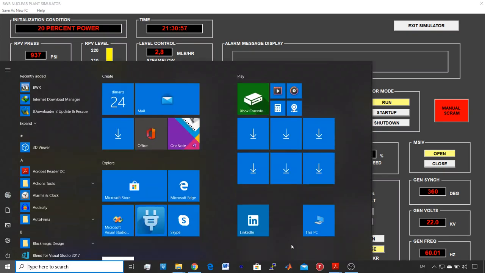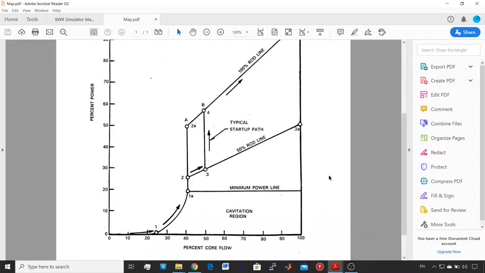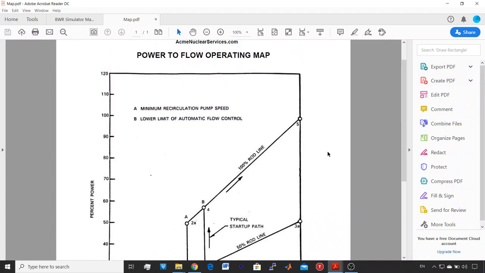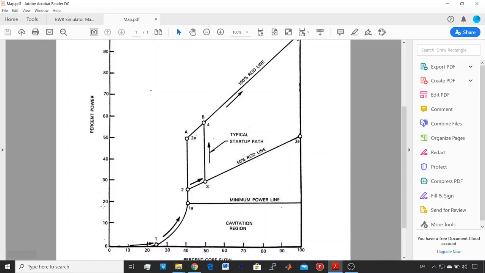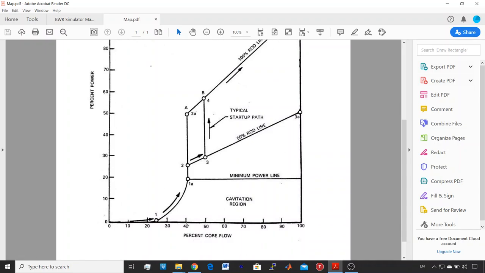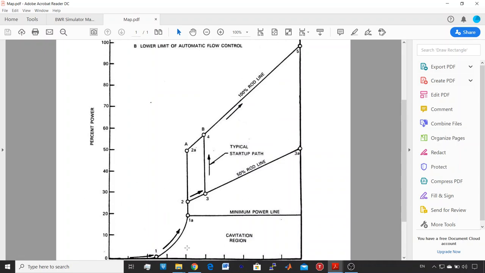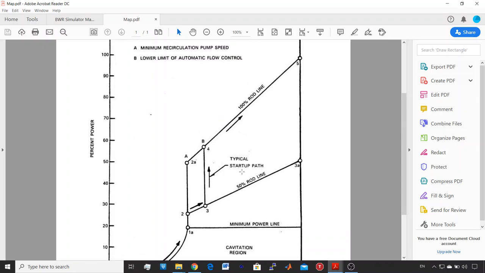So first of all, we need to look at the power to flow operating map. Now we are at 20% power and 40% core flow, minimal core flow. So if we follow the typical startup path, we see that we need to do 1, 2, 3, and 4 steps.